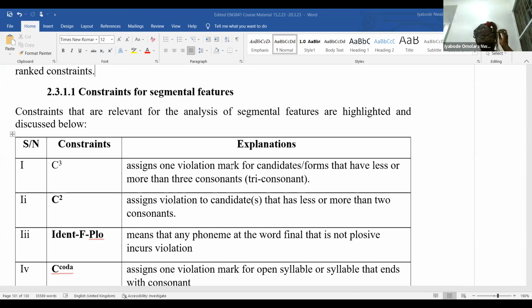So C3 assigns a violation mark for candidate forms that have less or more than 3 consonants.